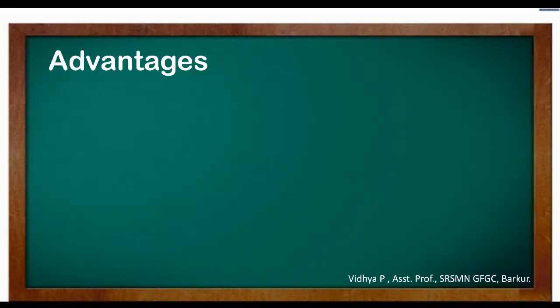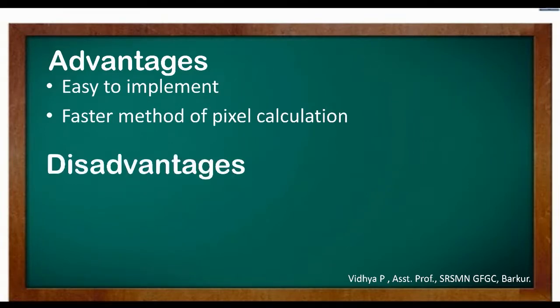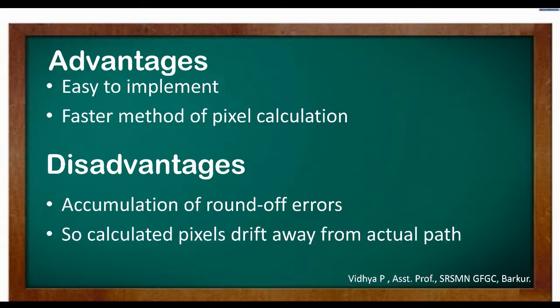The advantages of this algorithm are that it is easy to implement and a faster method for pixel calculation. But the disadvantage is the accumulation of round-off errors. You would have seen 13.2 round off to 13, then 12.8 rounded off to 13. Like that, we do some round-off in our calculations, so the calculated pixels drift away from the actual path. Small variations will happen. These are the advantages and disadvantages of the DDA line drawing algorithm.